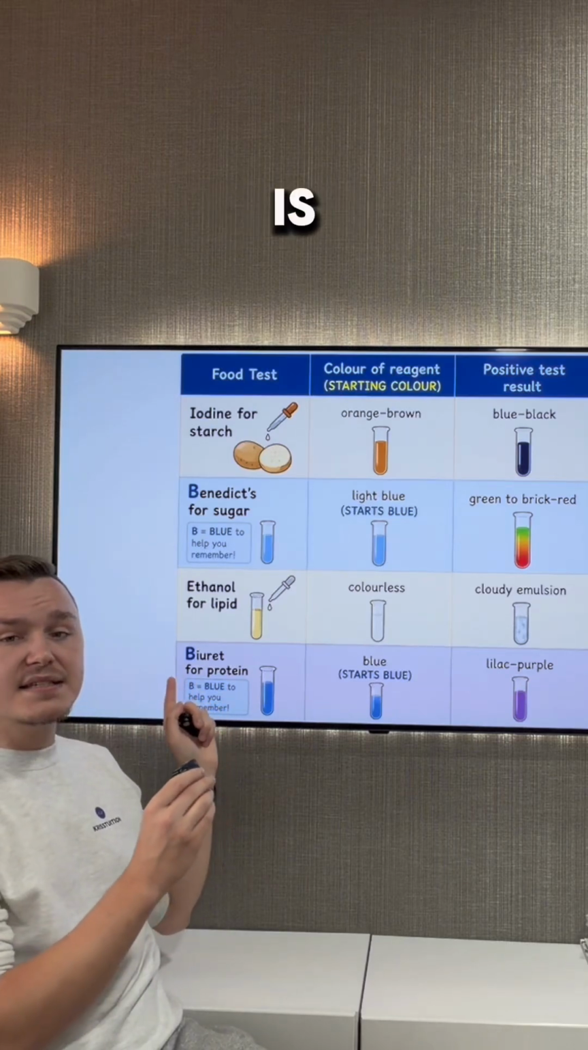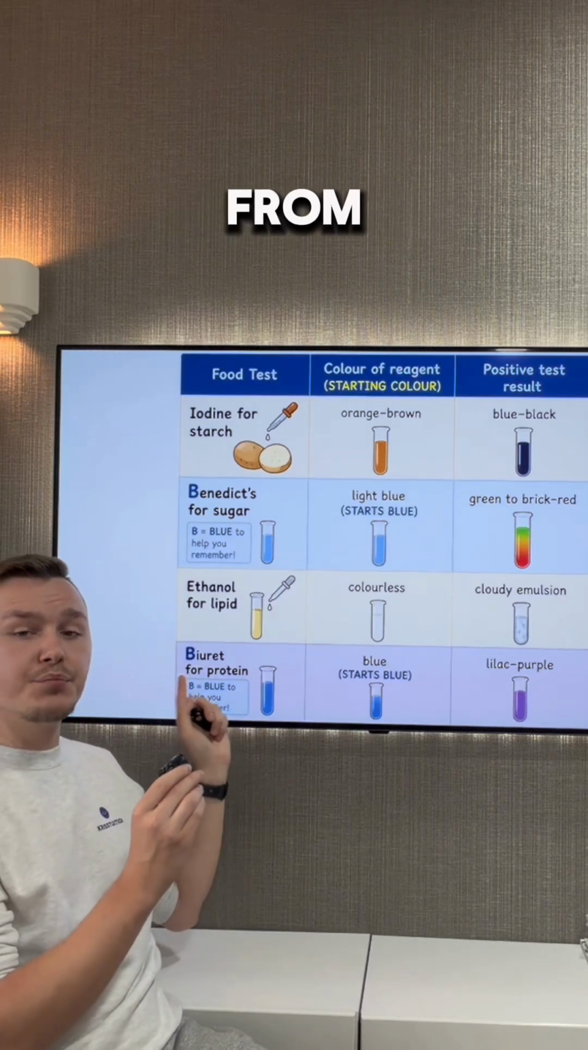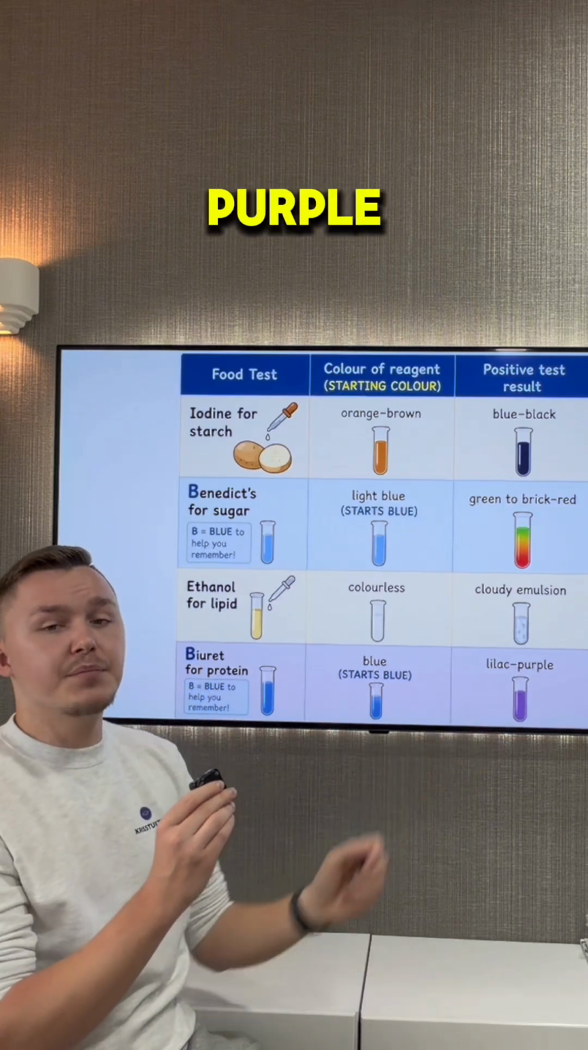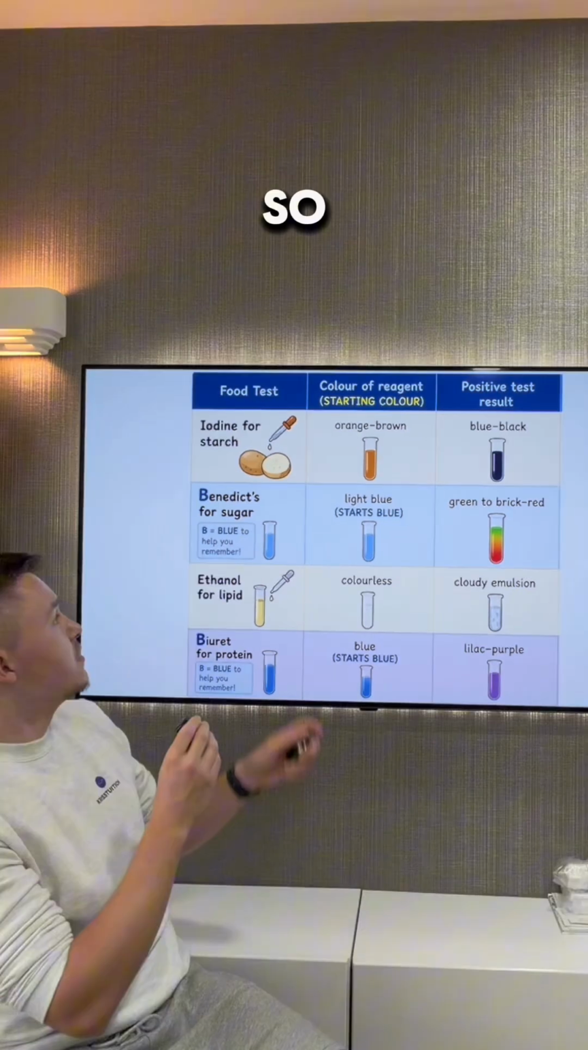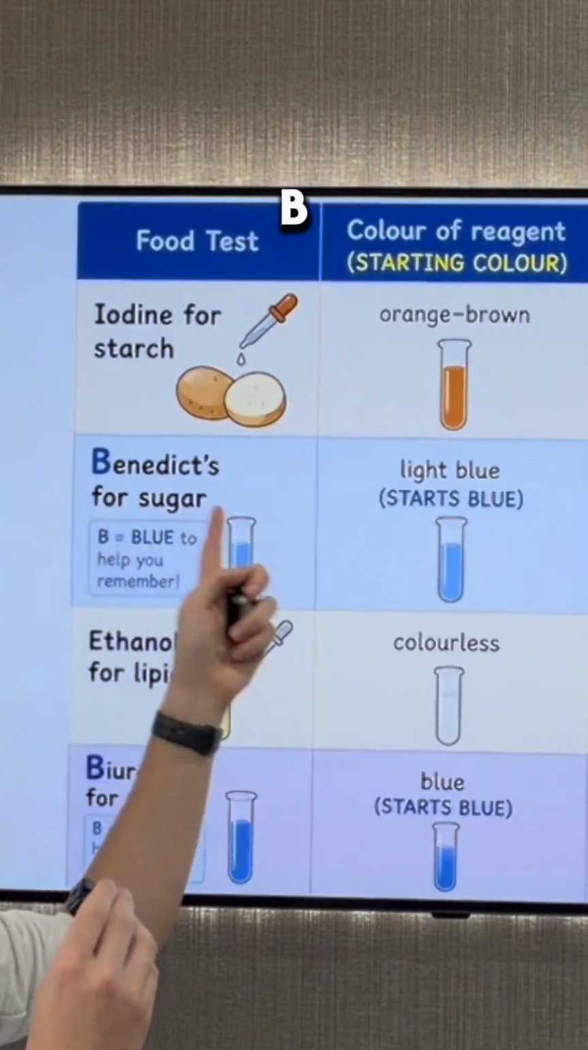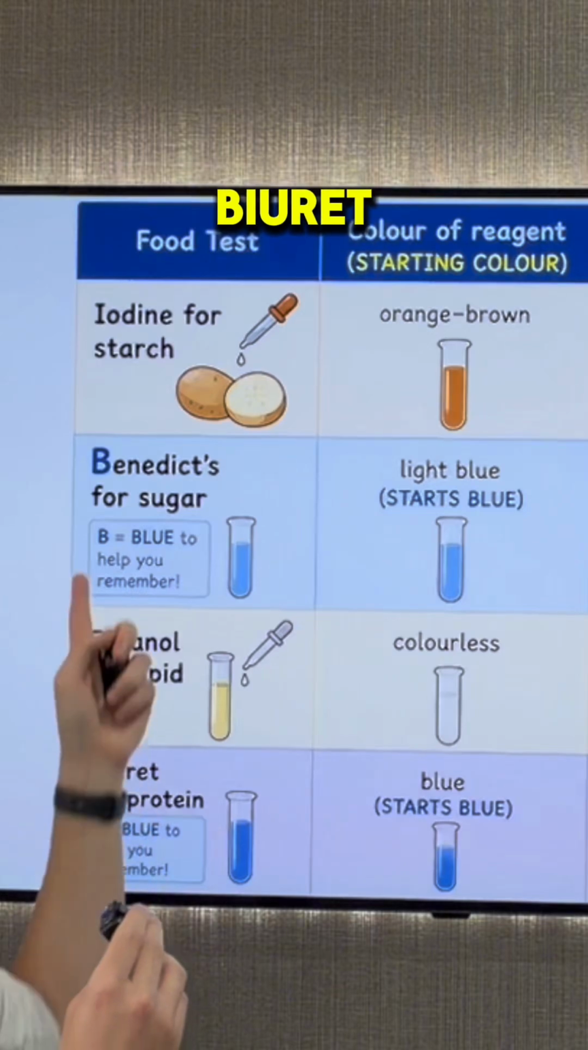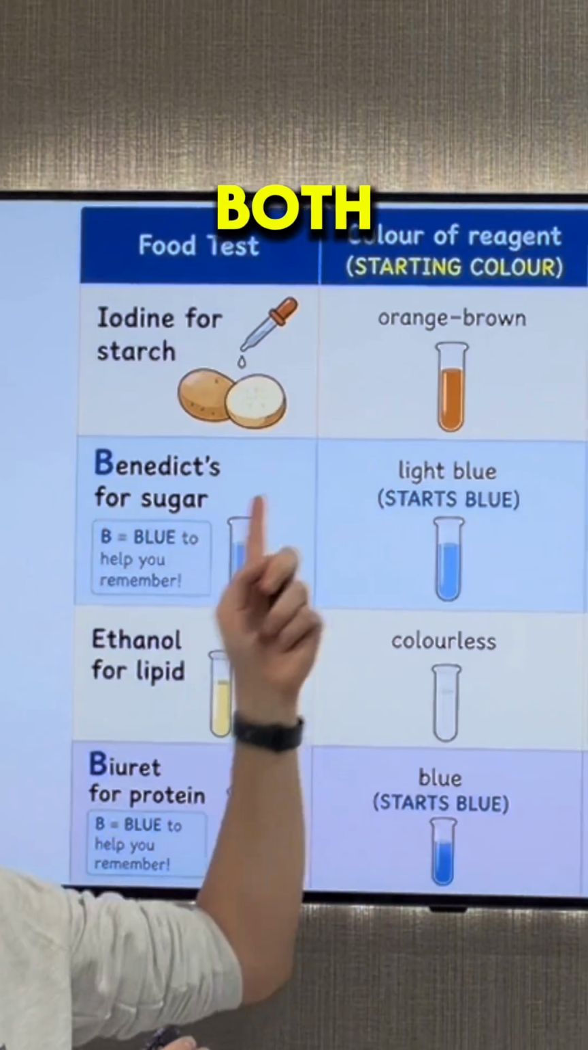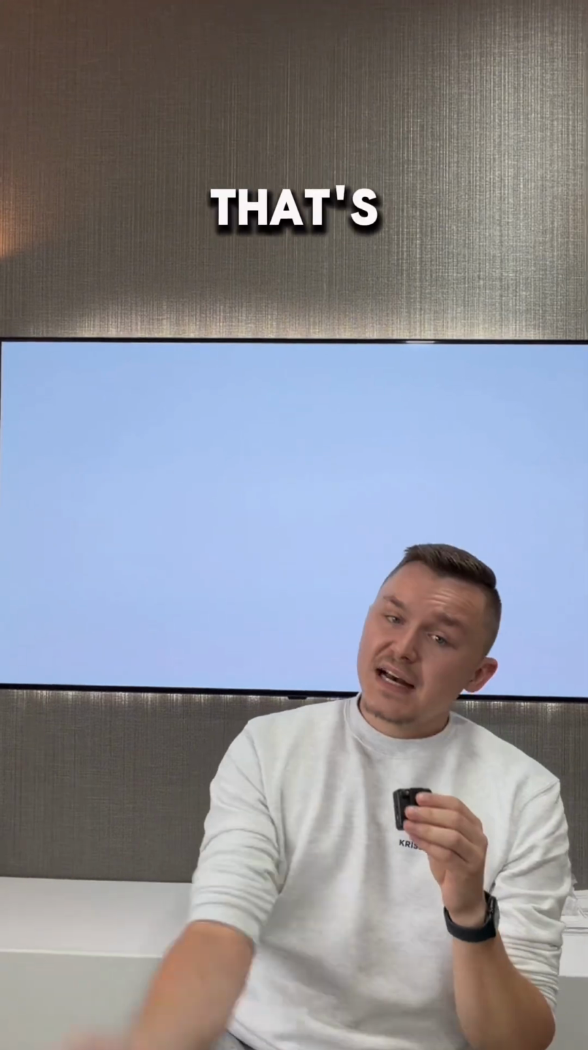And biuret test is a test for proteins, and it goes from biuret blue to lilac purple in the presence of proteins. So all of the reagents that start with B start off as blue. Biuret, Benedict's, both start with B, both start as blue. Remember that. And that's the end of part 3.